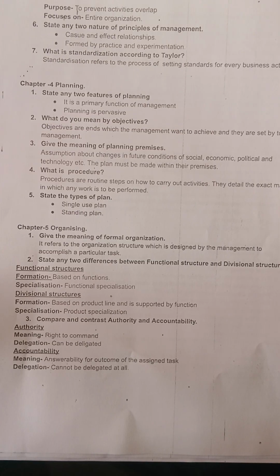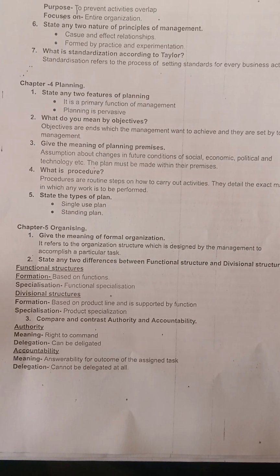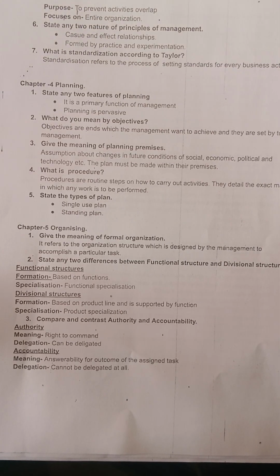Next one, planning. State any two features of planning. Planning is a primary function of management and planning is pervasive. Next, what do you mean by objectives? Objectives are ends which the management wants to achieve, and they are set up by top management.